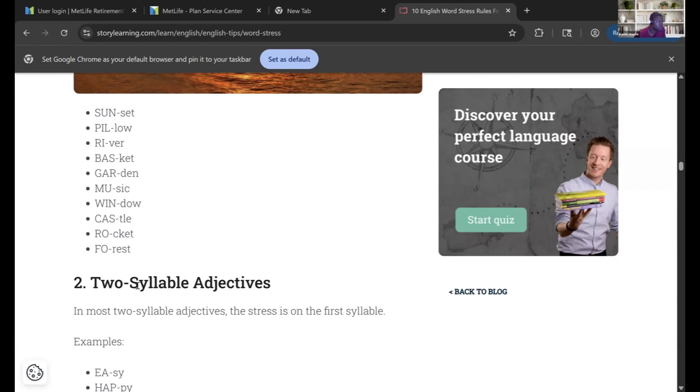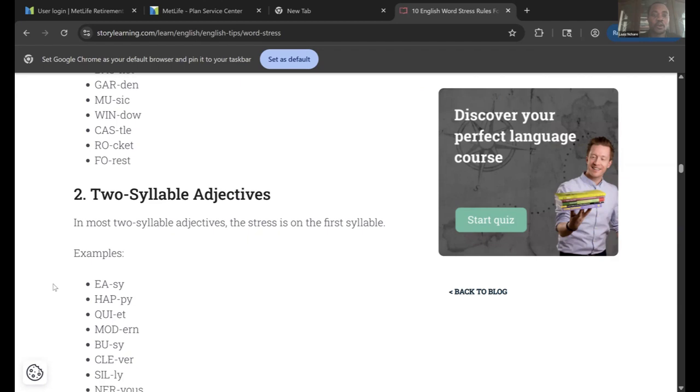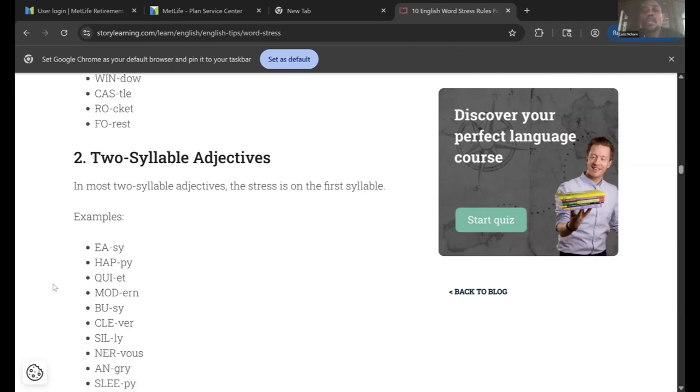And then people will know that you are speaking English, because if you don't put the stress on the first syllable, it could be something else, but not English. So you have to make sure that you know how to pronounce those words correctly. Okay, now what about two-syllable adjectives? In most two-syllable adjectives, the stress is also on the first syllable. Okay, let's try that.